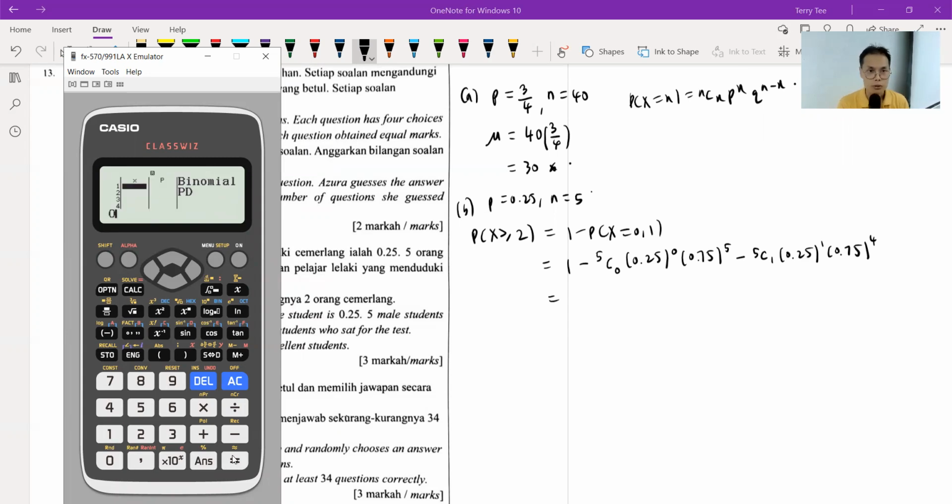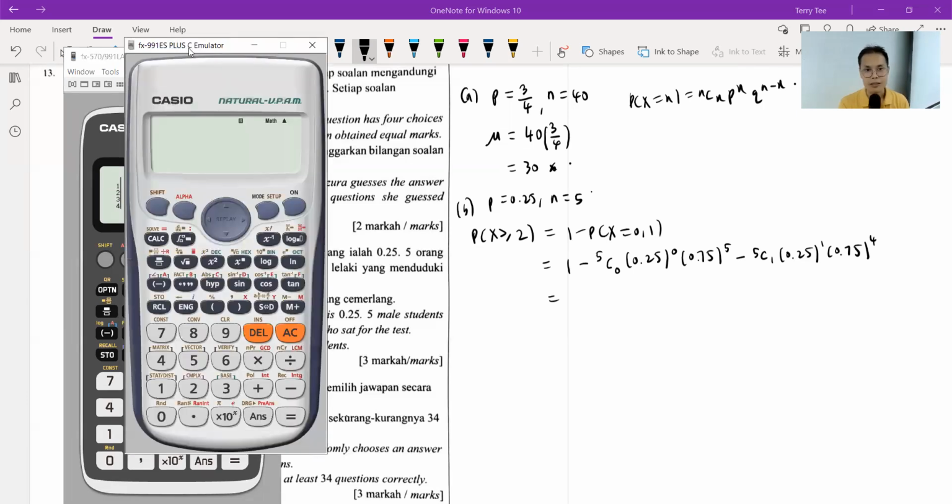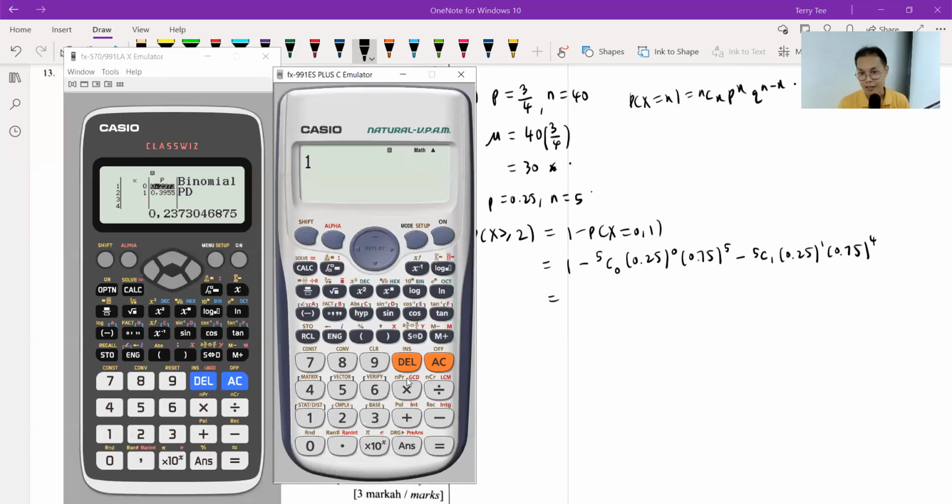So I put 0 and 1 here. I press equals. My n is 5. My probability is 0.25. Then there you go. They give us in this form, so we can just add them up. Just use another calculator if you have one, or you can write down that value first.